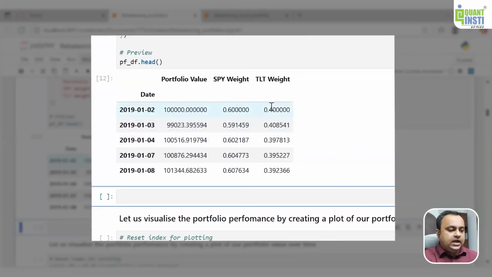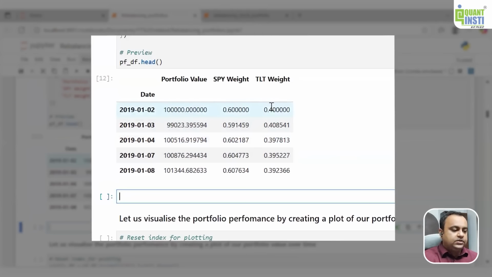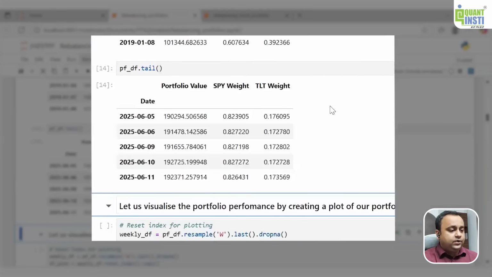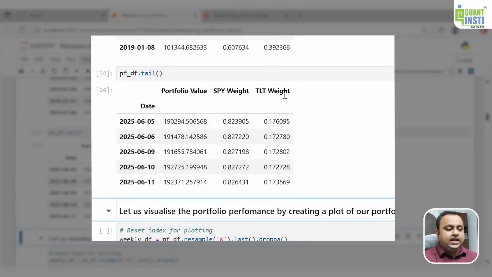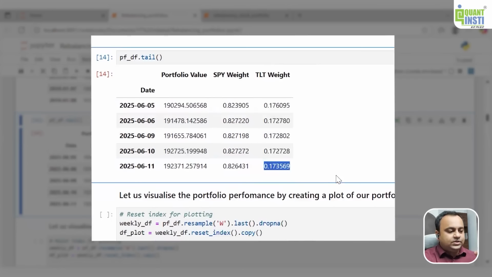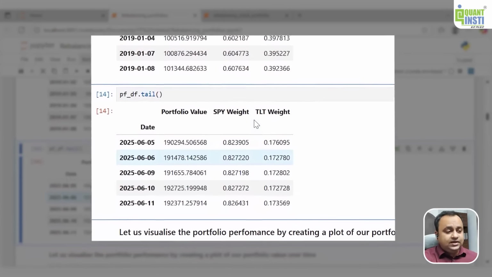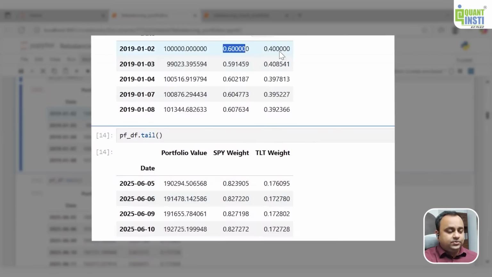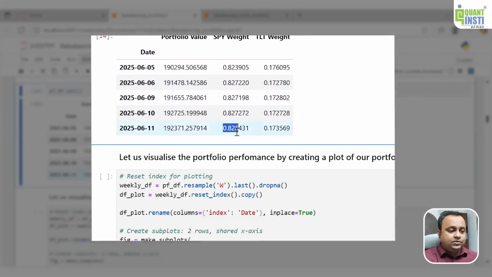And just to give you an idea of how pf_df is going to look, absolutely in the end, we are going to do pf_df.tail and we're going to see how the SPY and TLT weights look at the end of the period. So at the end of the period, I see that the SPY weight is 0.82 and the TLT weight is 0.17. So this is the drift which is clearly visible, which started from 0.6 and 0.4 and has now become 0.82 and 0.17, something which we already saw in Excel.